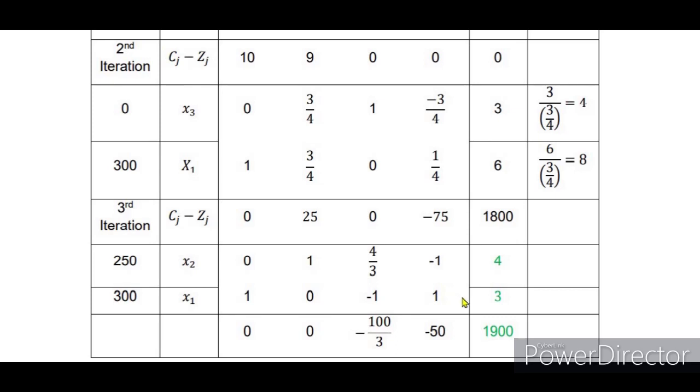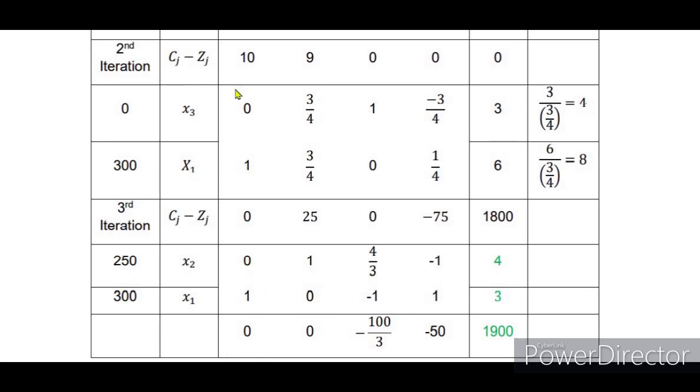Okay? Next, we multiply 4 by 3/4. So 3/4 times 4 is equal to 3. That's why we subtract 3 from 6. So 6 minus 3 is equal to 3. Okay, do you get it? How do we get this? And now, we will solve for the values of c sub j minus z sub j here.